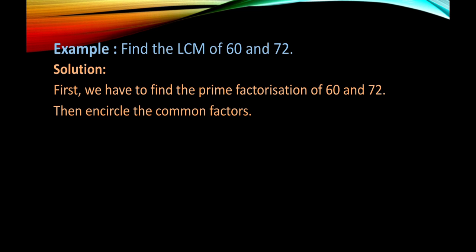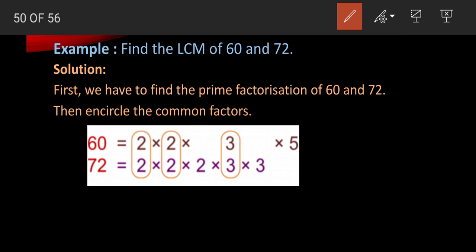Then we have to encircle the common factors. The prime factorization of 60 is 2 multiplied by 2 multiplied by 3 multiplied by 5. Similarly, the prime factorization of 72 is 2 times 2 times 2 times 3 times 3. Next step is to encircle the common factors. The common factors are 2, 2 and 3.